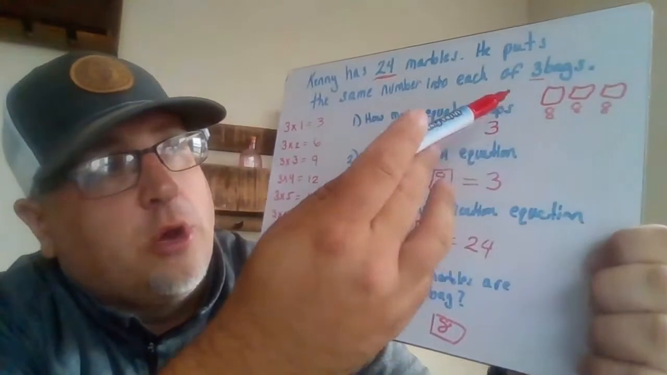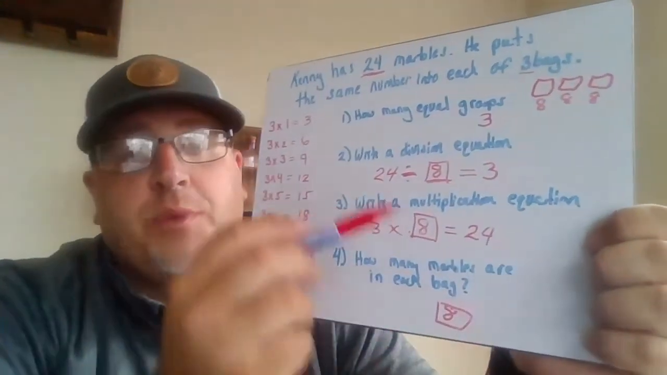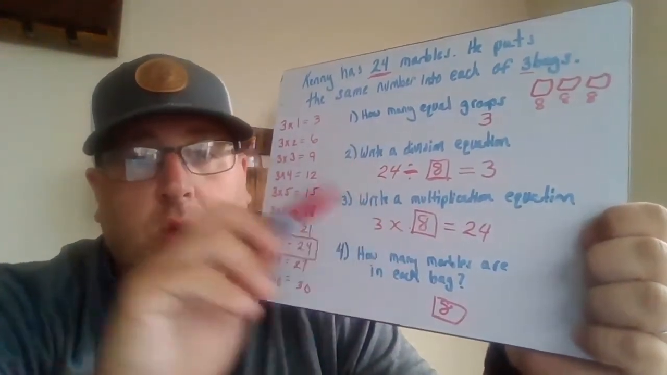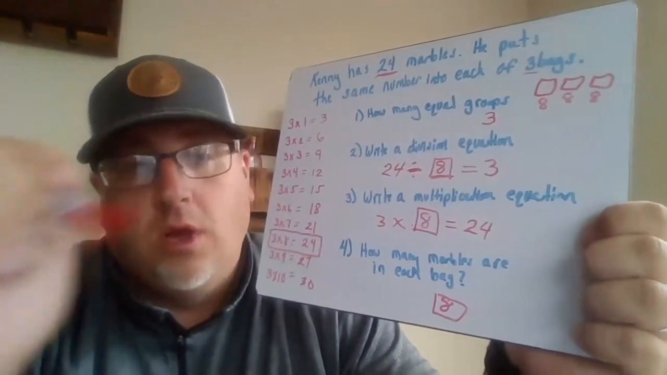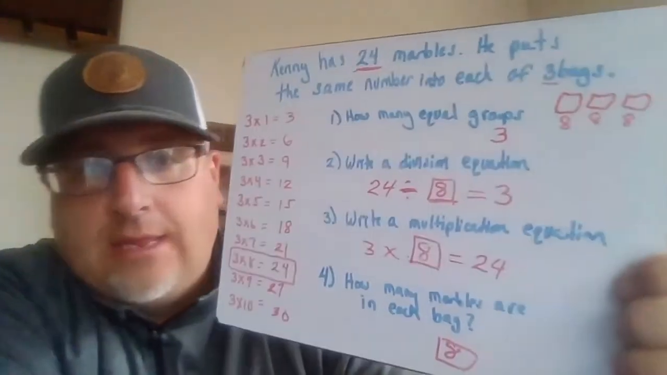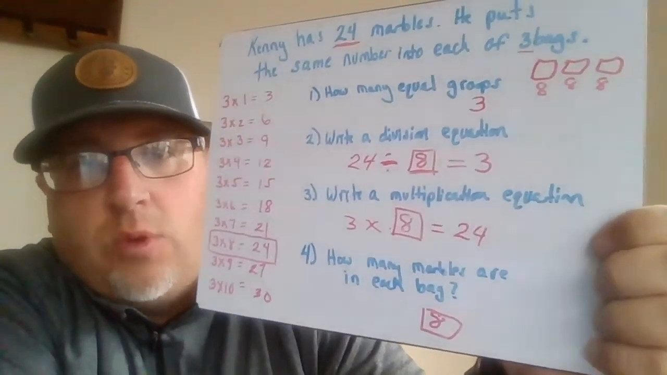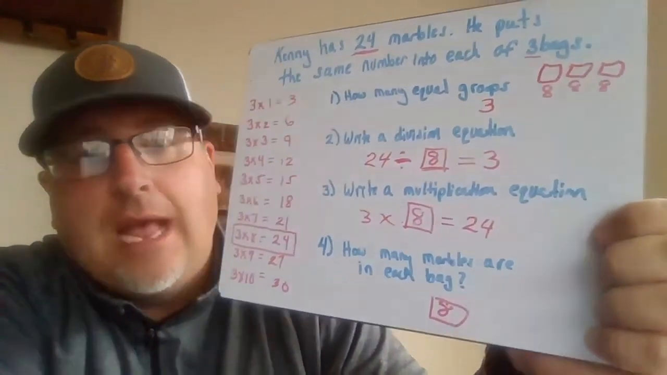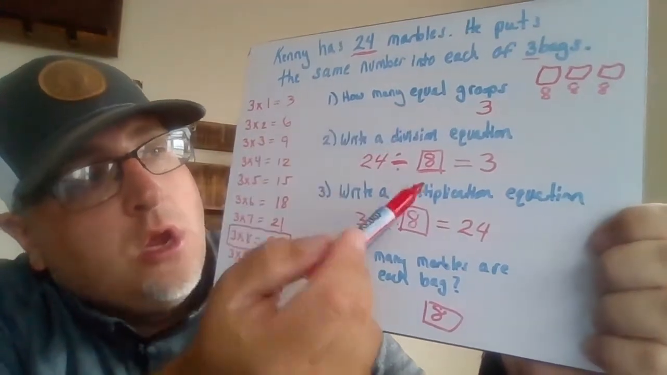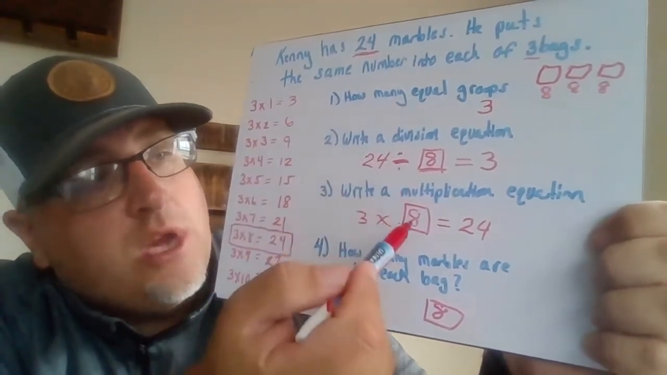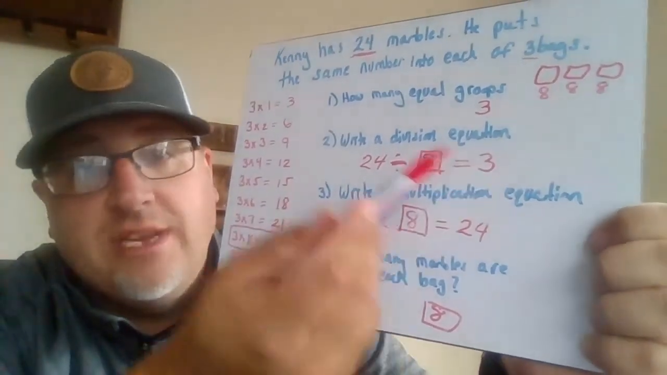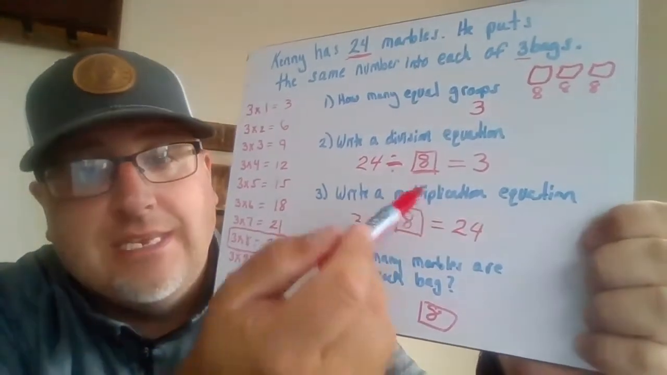I mean, we could have taken the 3 bags and counted out 24 and put 1, 1, 1, 1, 1, 1, 1. We could have done it that way. Sometimes that's easier for us to do. But here we took the equation. We got the pieces that we needed. We looked at the equal groups. We wrote the division equation and the multiplication equation. We didn't solve them yet. We had missing pieces in there.